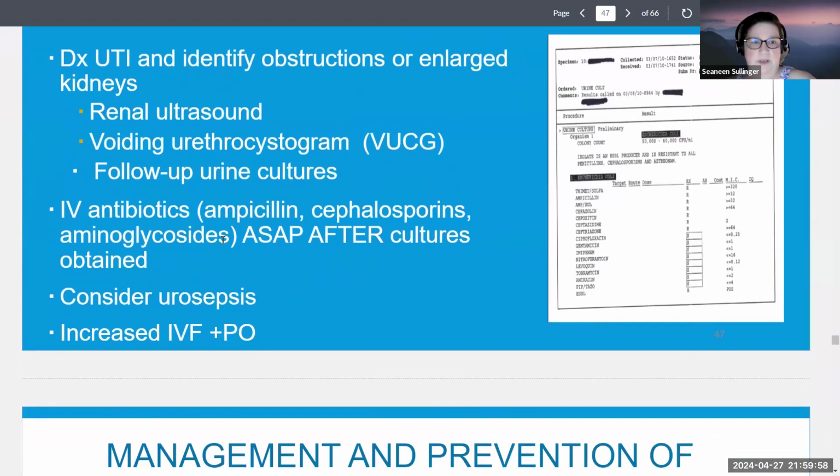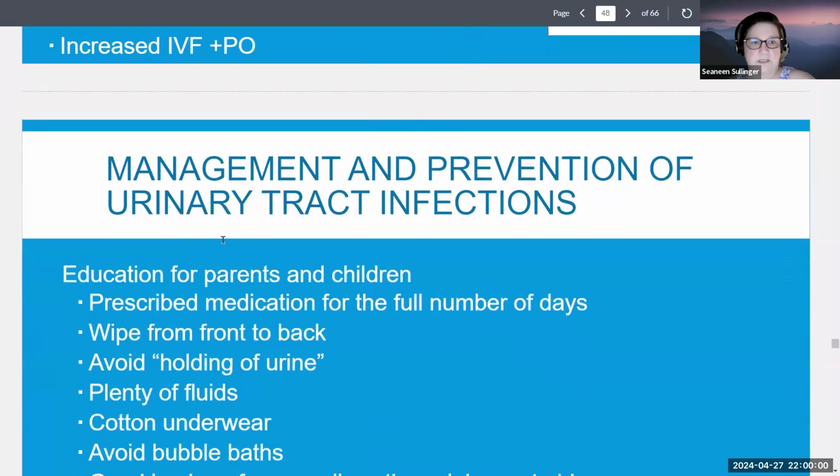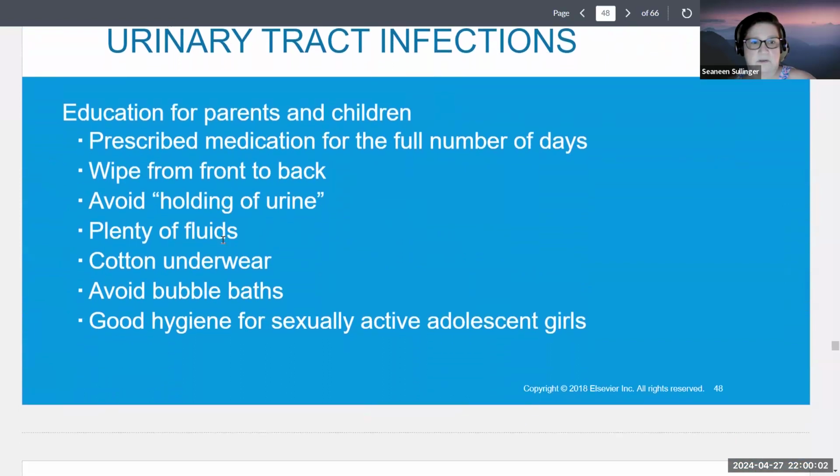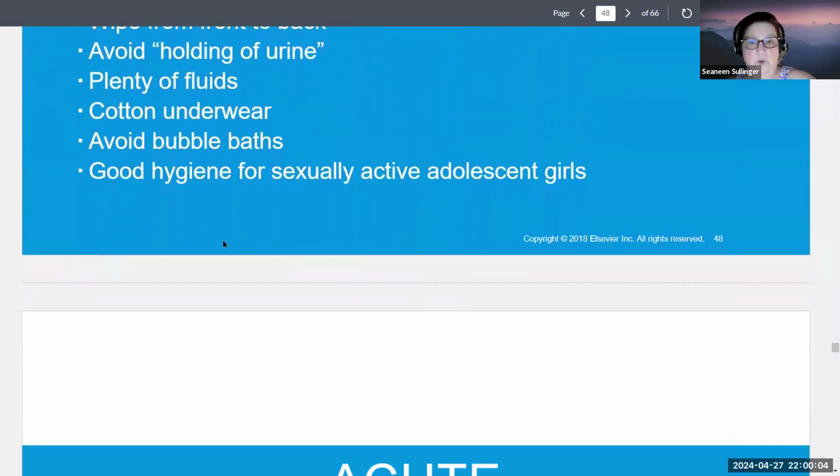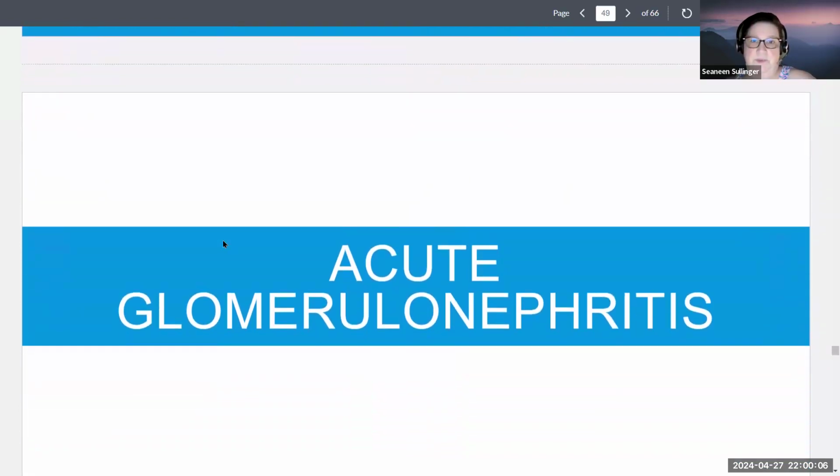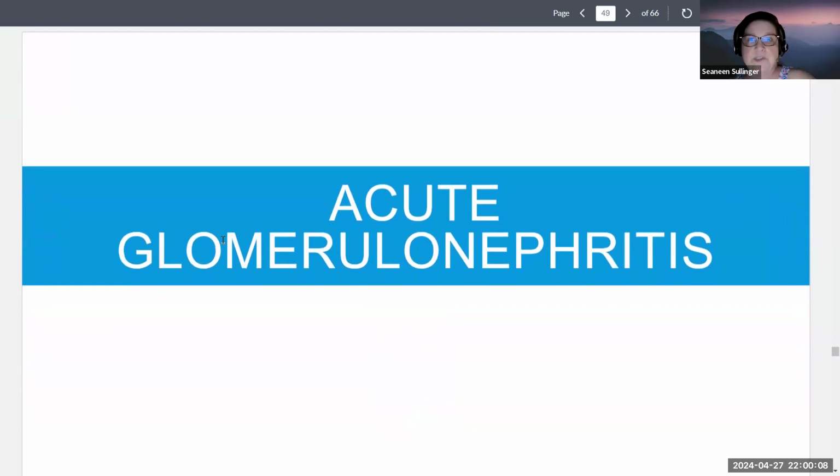And then collaborative care, different antibiotics, wiping front to back, cotton underwear, that type of thing. So now we're going to move on to acute glomerulonephritis. So we covered the congenital defects, which was one exemplar, and now we're going to move on to the acute glomerulonephritis.